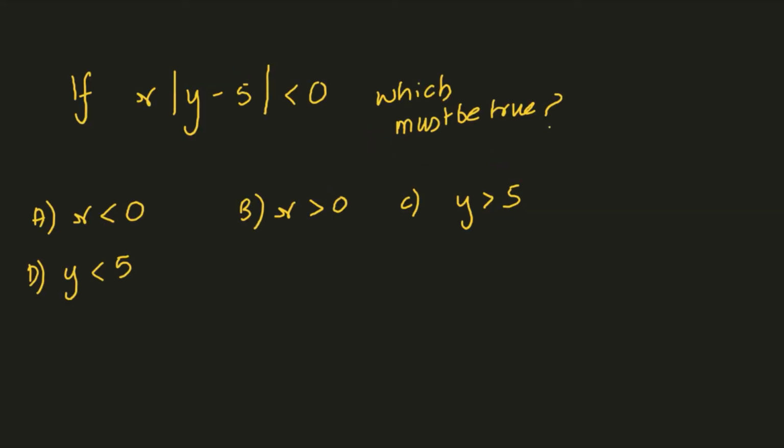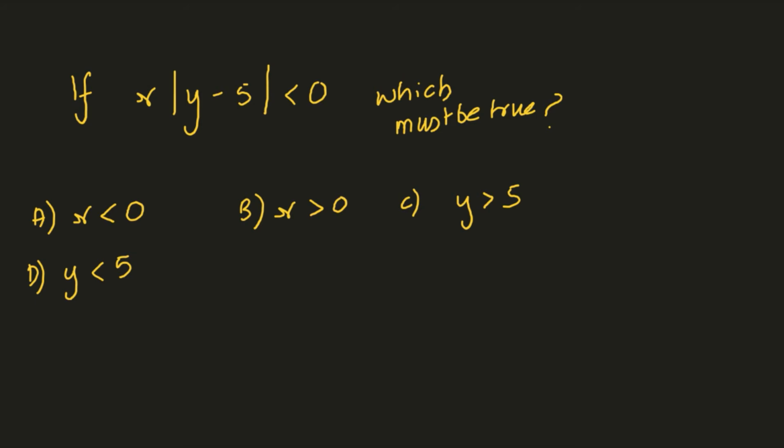Okay, so here we have a pretty interesting question. X multiplied by modulus of y minus 5 is lesser than 0, so which must be true? So here we have to apply the main property that whenever we put something in a modulus, the modulus is going to always output something that is positive, because it gives out the magnitude of a number and the magnitude has no sign attached, so it's always positive. So whatever the output of the modulus will be, it's always positive.